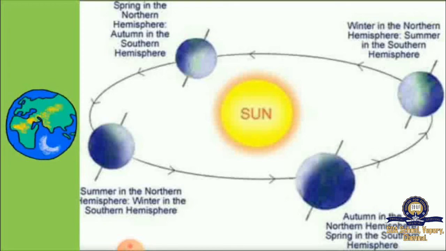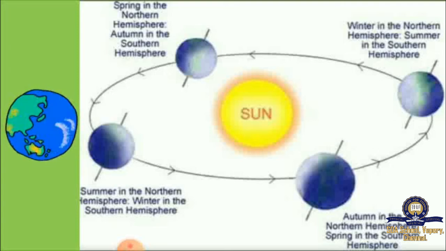The days are longer than the nights. During this time, the south pole is tilted away from the sun. The southern hemisphere gets less sunlight, so it is winter in its hemisphere. Now is position 3.